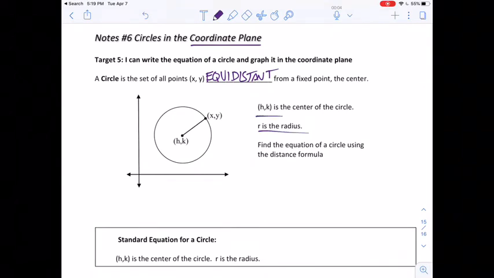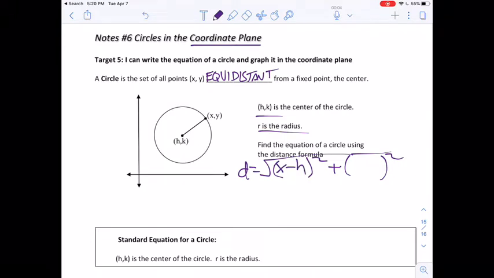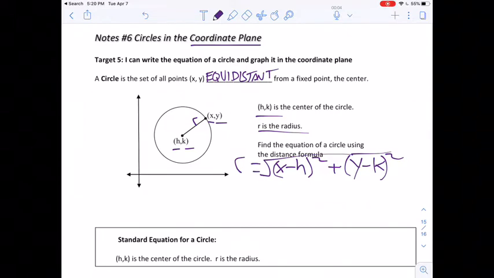It says find the equation of a circle using the distance formula. Well, the distance formula is D equals the square root, and it's a version of the Pythagorean theorem. In the distance formula, you would subtract the x's. The x's here are x minus h, right? Those are the x's, x and h. And y and k are the y values. But it's not going to be d, it's going to be r because it's a radius, right? That distance is r. And I'm going to simplify this by getting rid of that square root by squaring both sides.